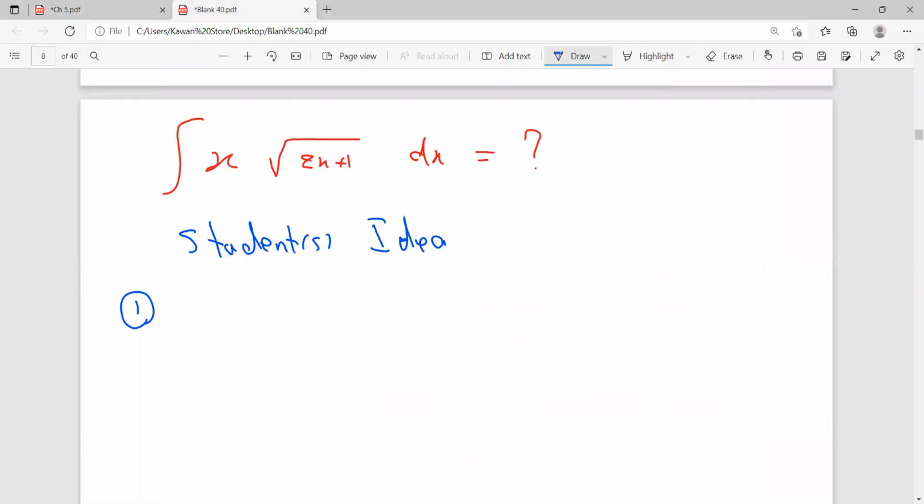Here's the question. We have x square root of 2x plus 1 dx. Give me your idea. Even if it's wrong, it's okay. Yes? How? Just read it. How we organize it. So we see. Like that.